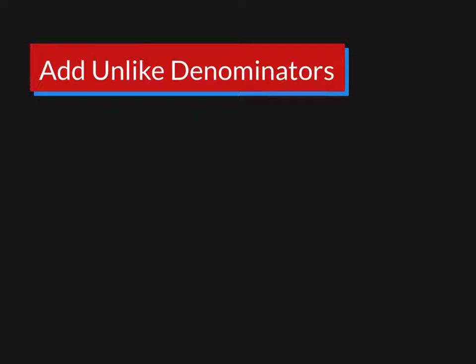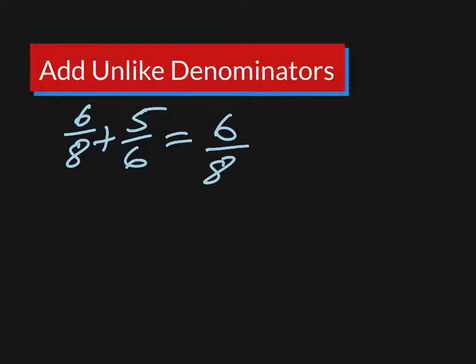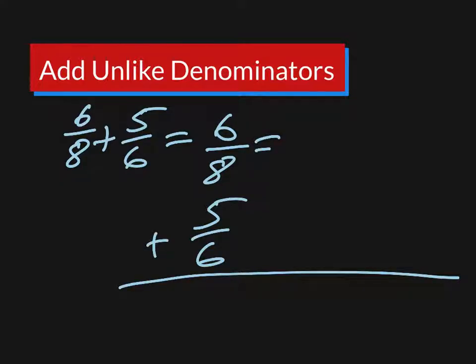Let's try another example. Say we're going to add 6/8 plus 5/6. And again, I rewrite them horizontally. You might not, but I find it easier because that's the way I've always done it. Alright, so we need to find a common denominator because we can't add 6/8 and 5/6.